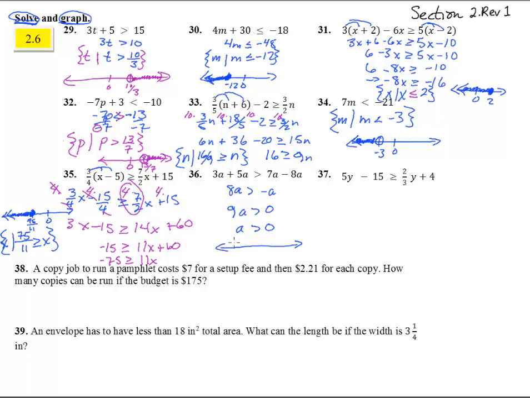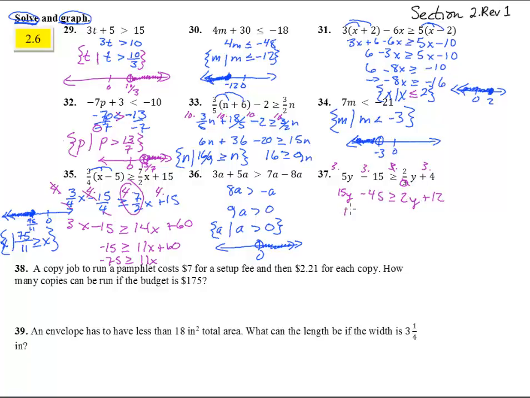So on the graph, we have 0, and a is going to be the bigger ones up here, and circle 0 right above it. Number 37. 5y minus 15 over 3 is greater than or equal to 2/3 y plus 4. How do we get rid of that fraction? We're going to multiply through by the least common denominator. Well, this is the only denominator listed here, so we multiply through by 3 everywhere. So we get 15y minus 45 is greater than or equal to 2y plus 12.